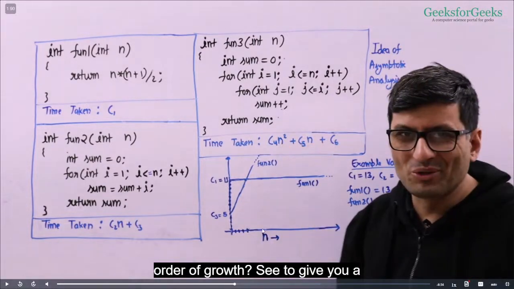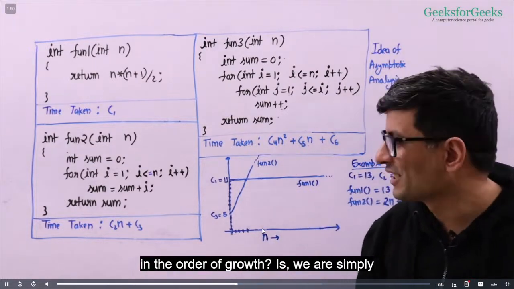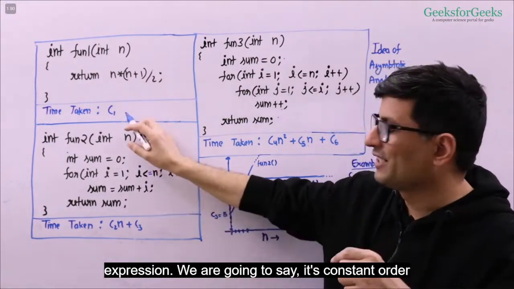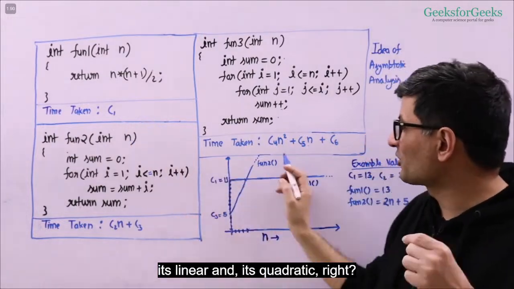See, to give you a quick answer, what we are going to do in the order of growth is simply take the leading term of every expression. We are going to say it's constant order of growth, does not depend upon n, it's linear and it's quadratic, right?